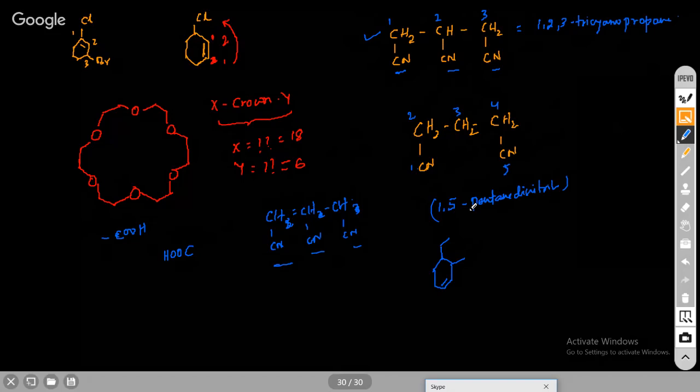Others? Correct. First and second position will give here 1, 2, 3, 4. We cannot give 1, 2, 3, 4, 5, 6. Lowest set of locants will follow, right?